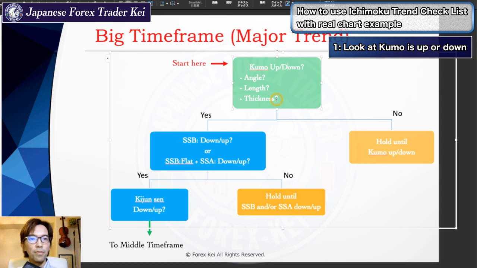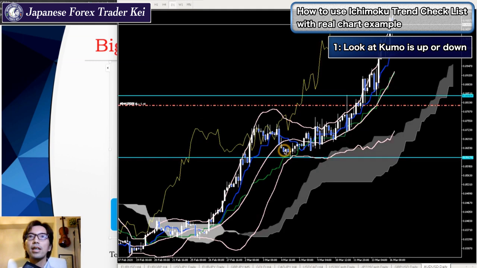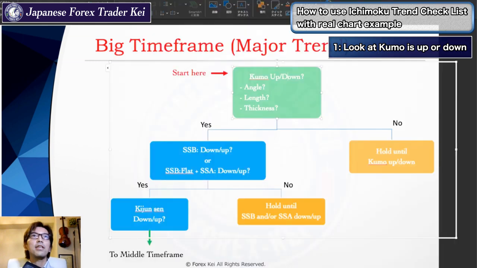Okay, so let me take a real chart example and see how you can use it, because there are new members here, so I am explaining this step by step. So this is the Euro pound, and let's take a look at the daily chart first. Just a reminder, as a major trend, you look at the daily chart or 4-hour chart. Let's take a look at the daily chart first.